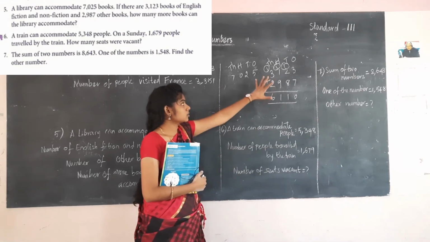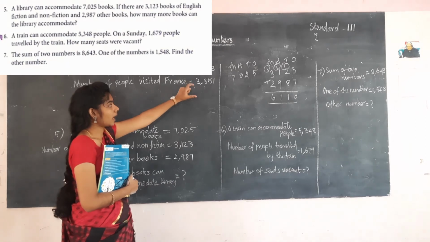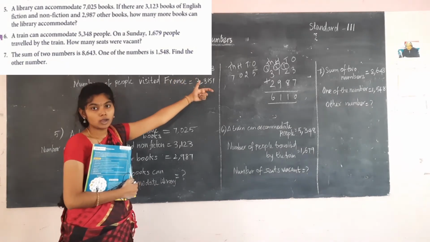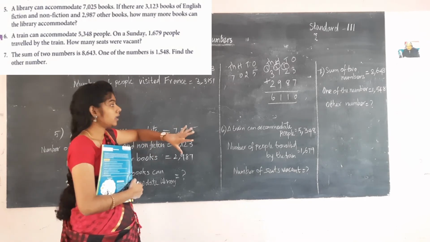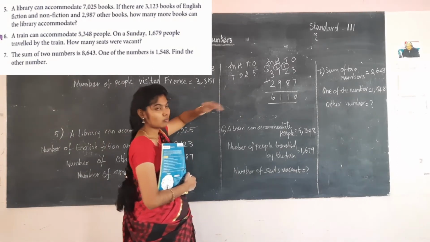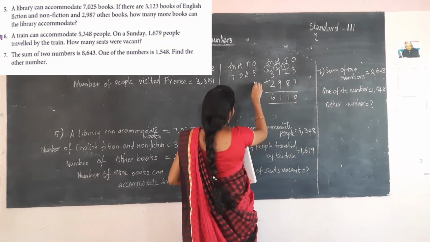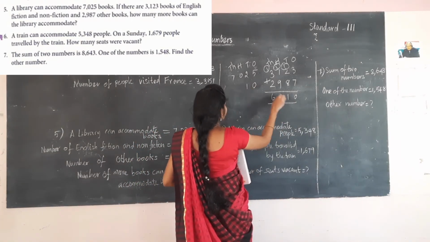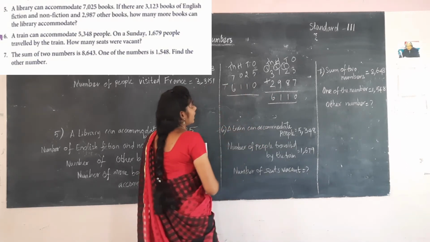So in total, this many books are there in the library, and the total that can be accommodated is 7,025. So how many more are needed to fill the library? We have to subtract that number to find how many more they need to accommodate. So 0 in ones, 1 in tens, 1 in hundreds and 6 in the thousands. Now you can subtract this number.